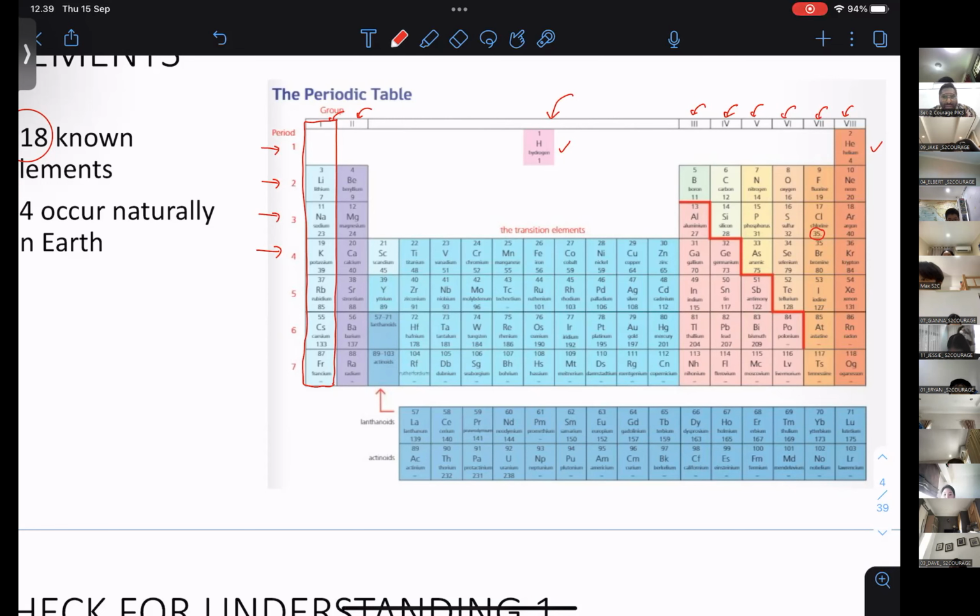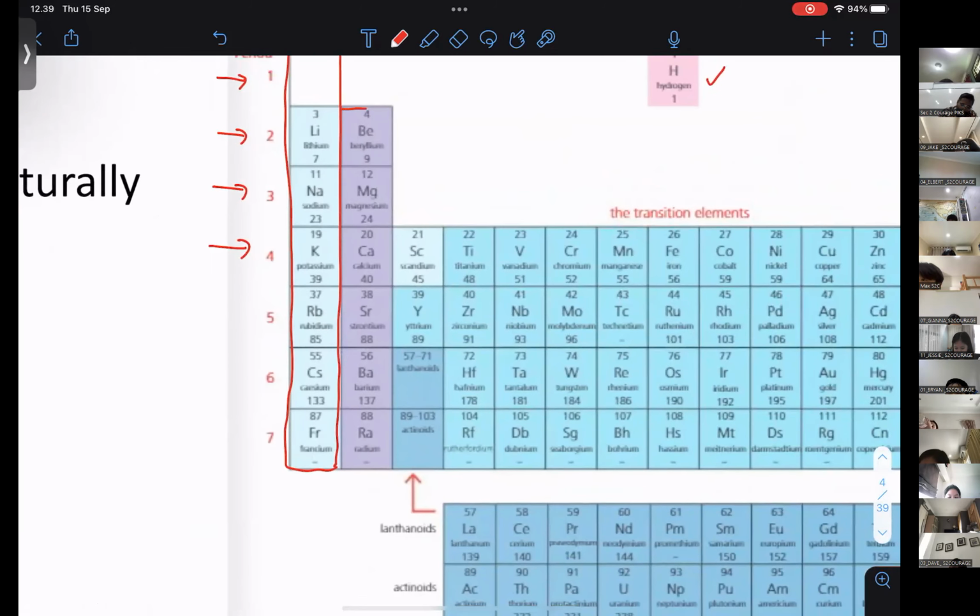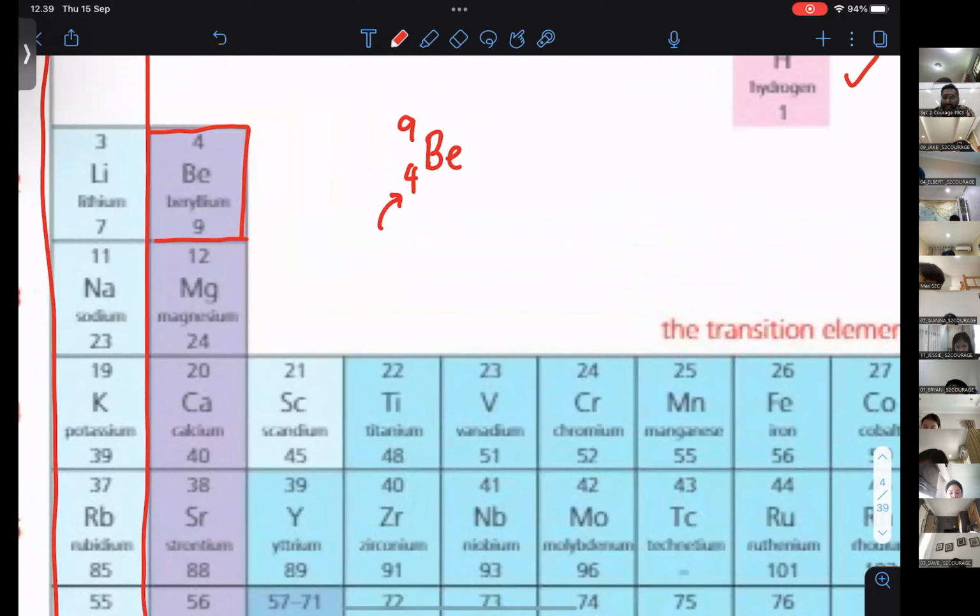But if I want to write down the electronic configuration, I already taught you how. For example, beryllium, if you look over here. When I write it, it is supposed to be 4 and 9. So what does this number 4 mean? This is going to be my proton number, and this is going to be my nucleon number. The number of protons must be the same as the number of electrons. It means if you write it in the form of PEN, the number of protons is 4, the number of electrons is also 4, and the number of neutrons, you find the difference, 9 minus 4 is 5.